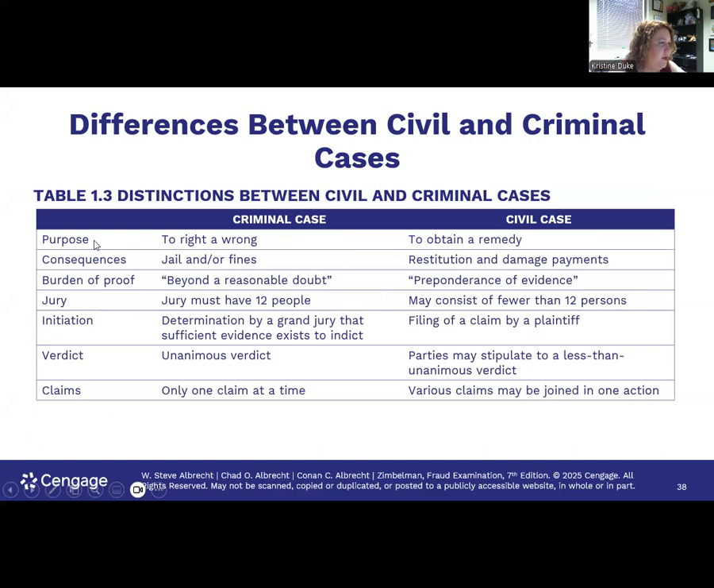Distinctions. Purpose to right a wrong, civil case to obtain a remedy. And so you can kind of see what's happening right there. Jury must have 12, may consist of fewer than 12. Determination by a grand jury, this is for criminal, that there could have been a crime that was committed. In a civil case, you just have to file a claim. Verdict has to be unanimous. You can have it less than unanimous.